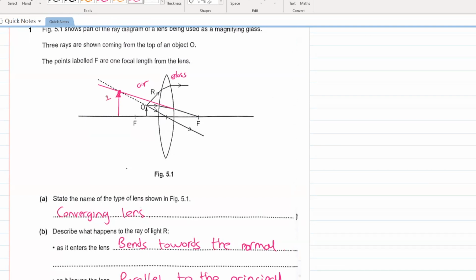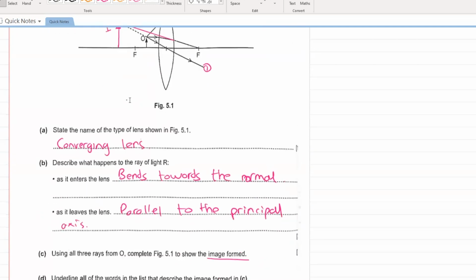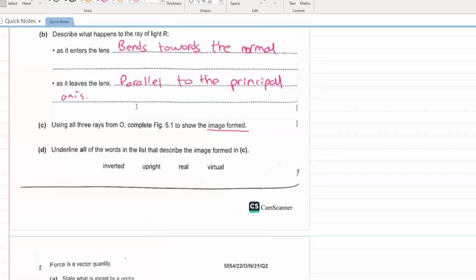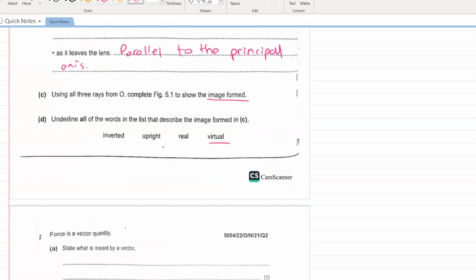How did I locate this image I? Very easy. First of all, I extended the optical ray, the ray that was passing through the optical center, extended it backwards. It was already done for me in the examination. Then I took this ray passing through the focal point, extended it backwards. The intersection of the two rays gives me the image point. Underline all the words in the list that describe the image formed. What words describe this image? This is virtual and this is upright. Simple. Let's move further ahead.